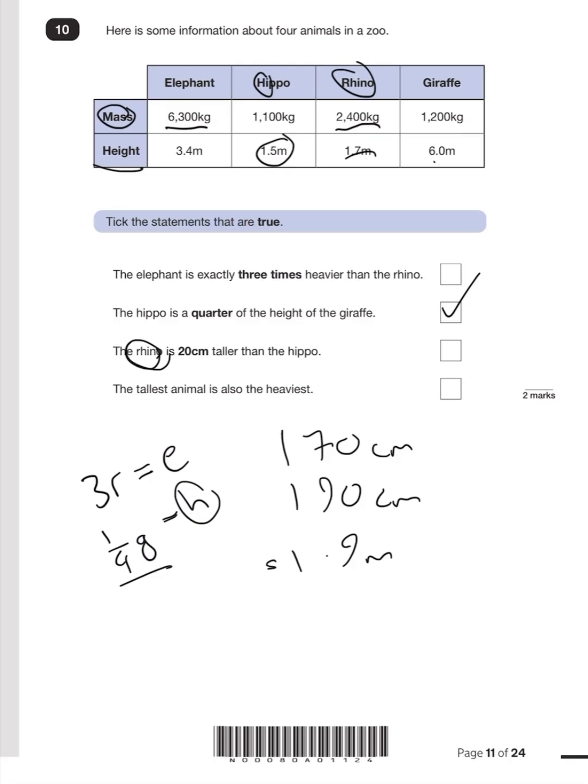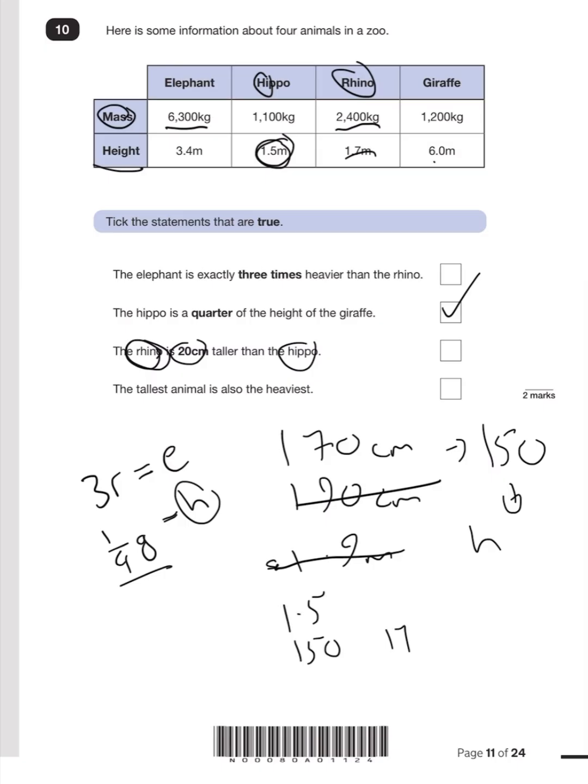Sorry, the rhino is 20 centimeters taller than the hippo. So we need to subtract from the rhino. So we need to do 170 minus 20 to get 150. And that should be the hippo. Or we look at the hippo 1.5, add the 20 centimeters to get from 150 to 170. And 170 is the rhino. 150 is the hippo, so that's correct.